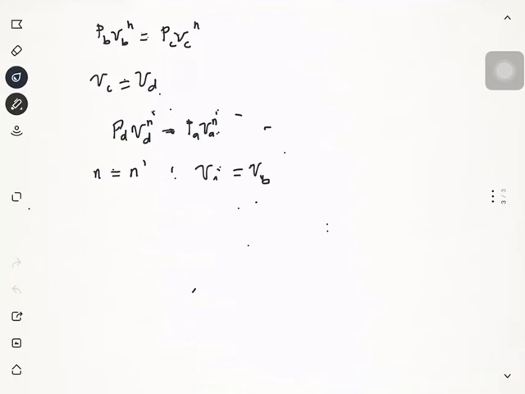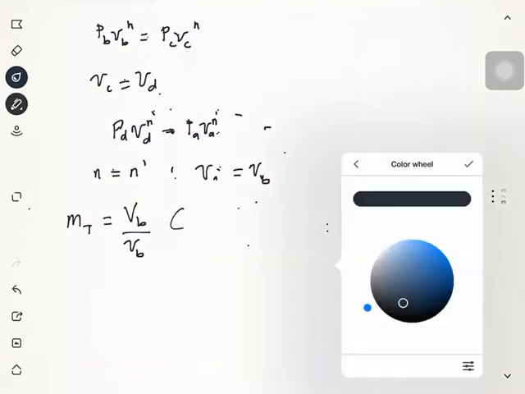At the end of the intake stroke, in position B, the total mass of vapor in the cylinder is VB over small v B. This is the total mass of our vapor.